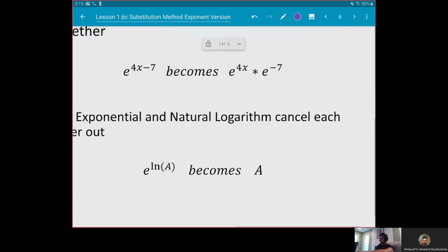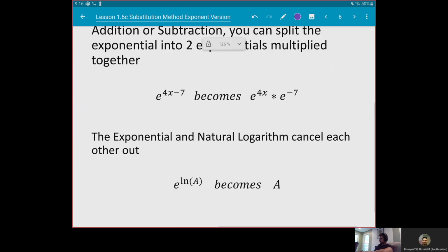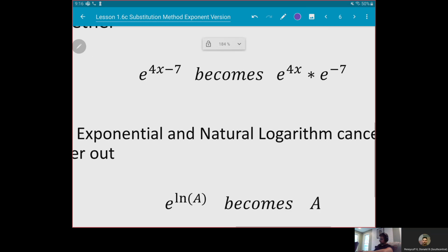Here's another one that is important. If the exponent contains addition or subtraction, you can split it apart into two smaller ones. So if you had something like 5x plus 8, you could split that apart into e to the 5x times e to the 8th. That is very important in Calculus 4. We actually do that, especially during the first unit. So the first couple days of Calculus 4, we will use that rule.